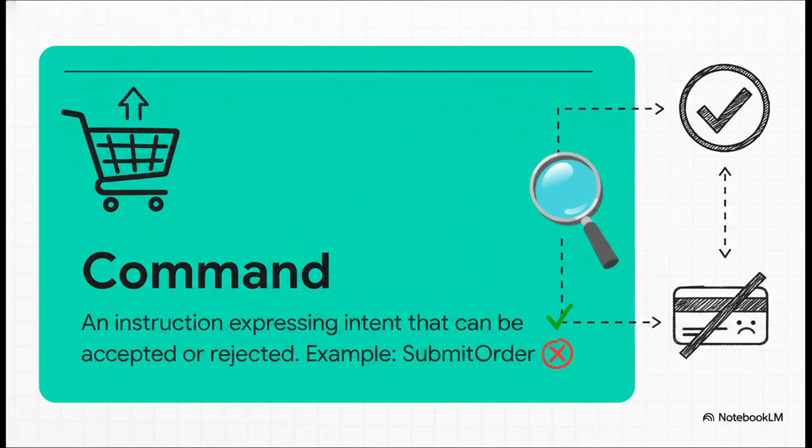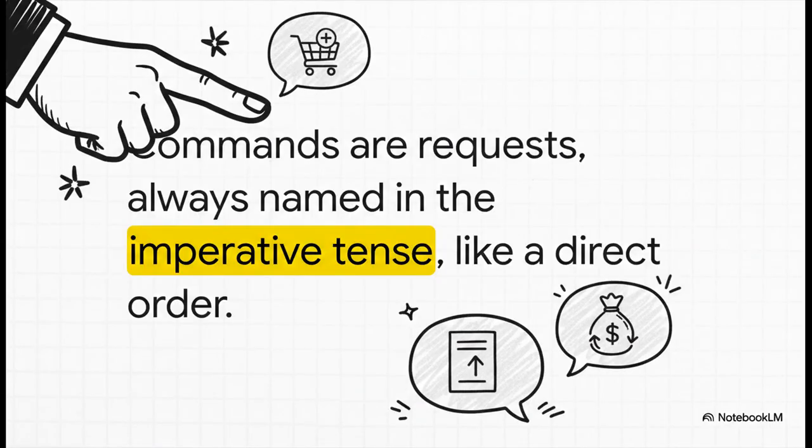But, and this is absolutely crucial, a command is not a guarantee. The system can and sometimes has to say nope, can't do that. Maybe the item just sold out, or your credit card got declined. A command can be rejected. The easiest way to think about a command? Well, it's a direct order. Just look at the names. Submit order, add item to cart, request refund. It's always a verb, right? It's literally telling the system what it needs to do.